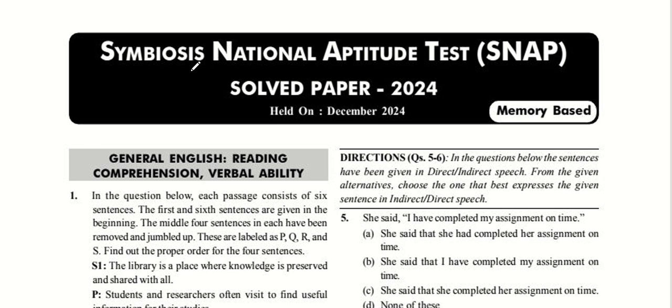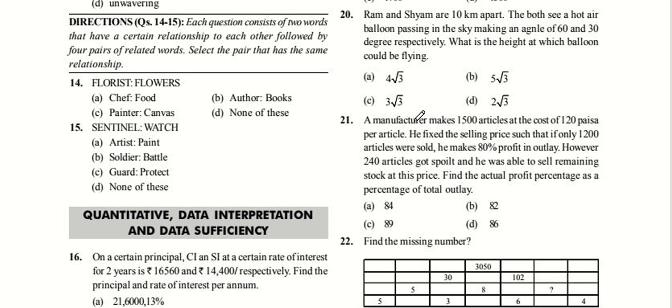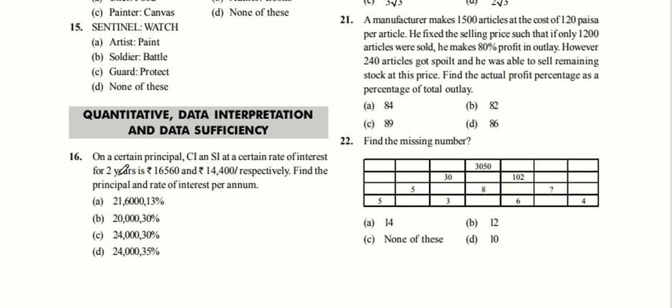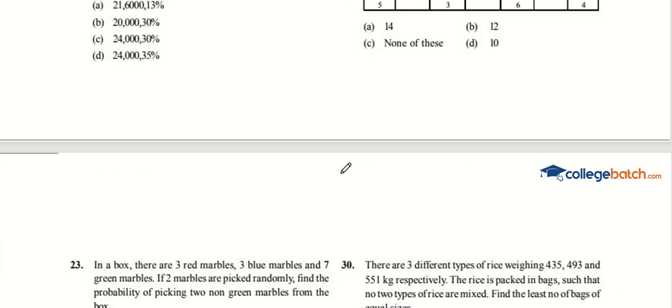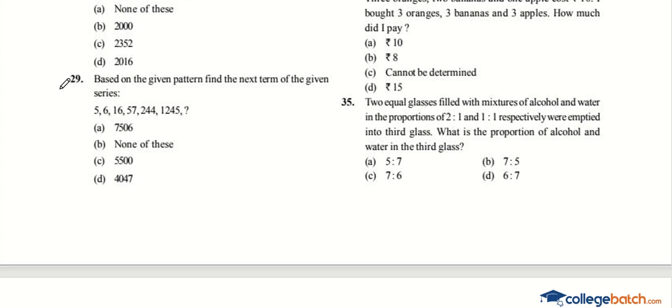Today we are going to solve the Symbiosis National Aptitude Test 2024 paper, which is a memory based paper. We are continuing our series of quantitative, data interpretation and data sufficiency from question 16. We are solving all these questions throughout, and yesterday, if you see our video on this YouTube channel, we solved the 29th question with a very good trick and logic, on how you have to identify the pattern, whether it is multiplication, addition or subtraction.